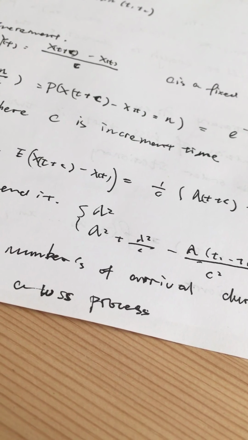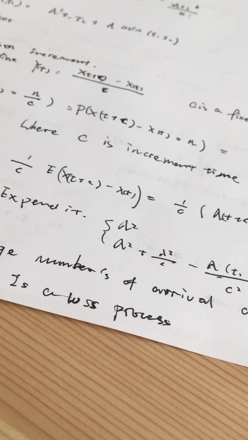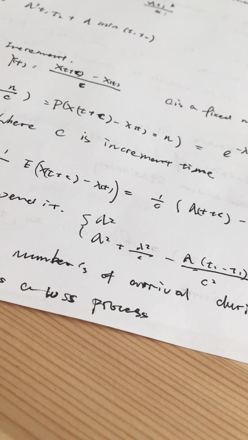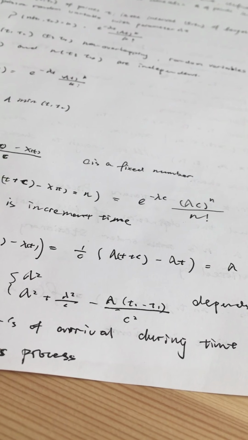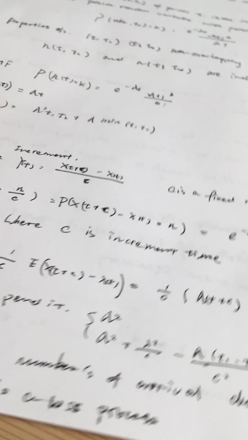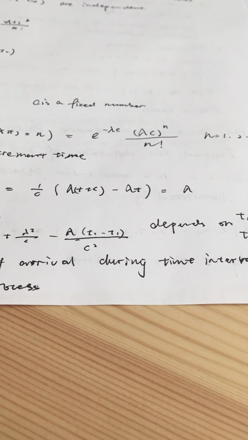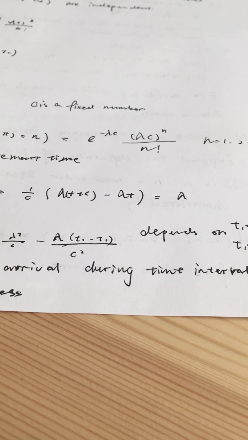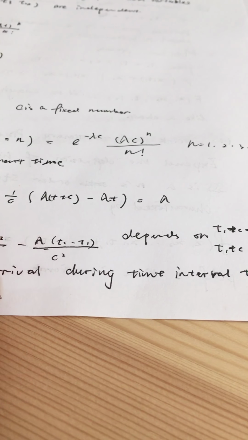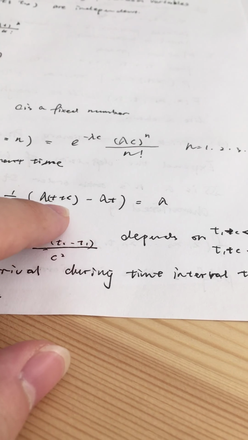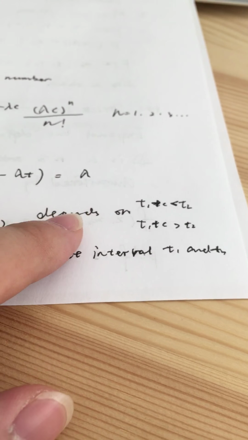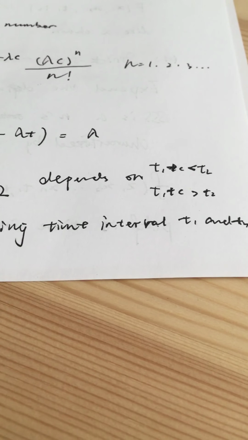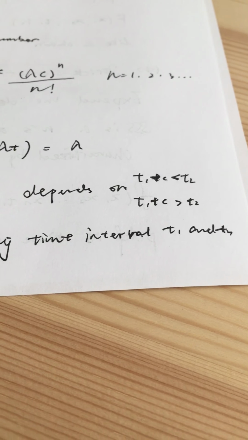This time the expected value of Yt, we can extract the c from the expected value and use the linearity of expected value, and the lambda c cancels out, so the final result is lambda. That has no relationship with t; it is independent of t.